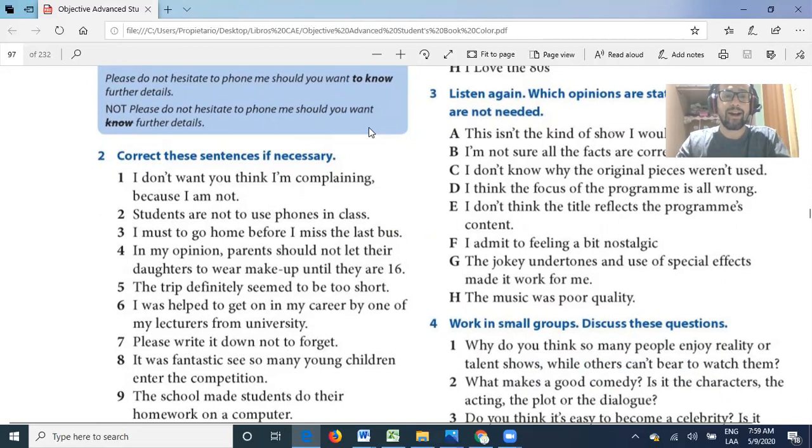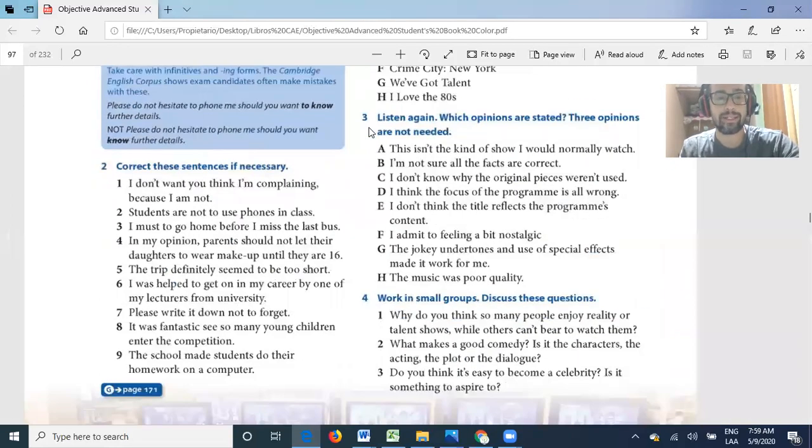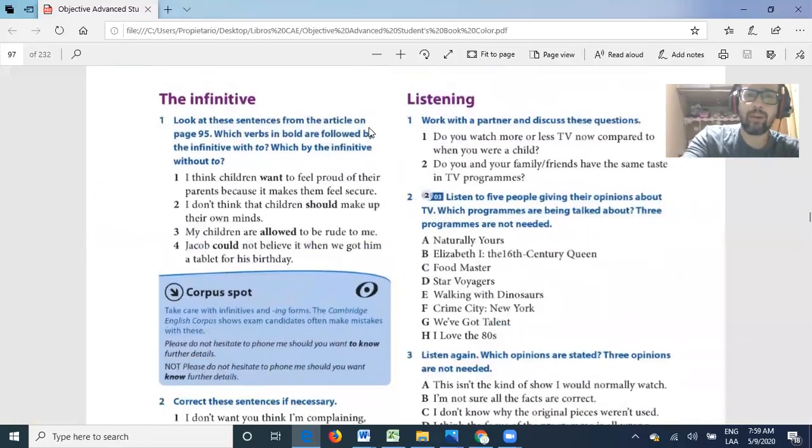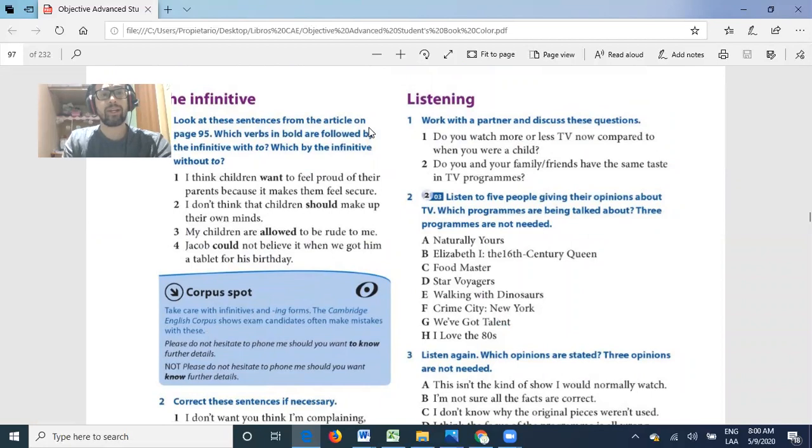Okay, so take a look at this and try to see if they're wrong or not. And if they're wrong, please try to find where the mistake is. And after that, we're going to do the listening part. We're going to finish with some listening. And over here it says, first of all, work with a partner and discuss these questions. Do you watch more or less TV now compared to when you were a child? Or do you and your family and friends have the same taste in TV programs? So just a little bit more speaking.